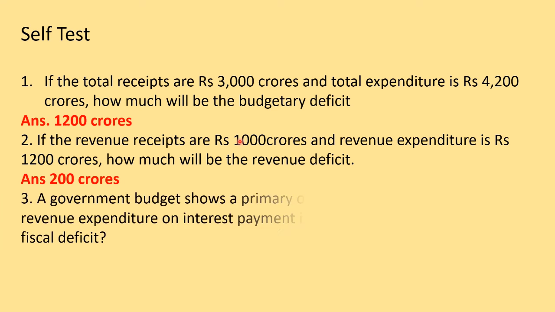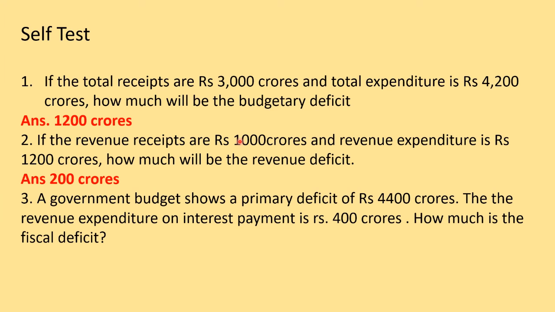One more question, let us try. A government budget shows the primary deficit 4400. Here the primary deficit is given to us. What is the formula to calculate primary deficit? Fiscal minus interest. Revenue expenditure on interest, it means interest payment is given to us, that is 400 crore. What we have to do? We have to calculate fiscal deficit.